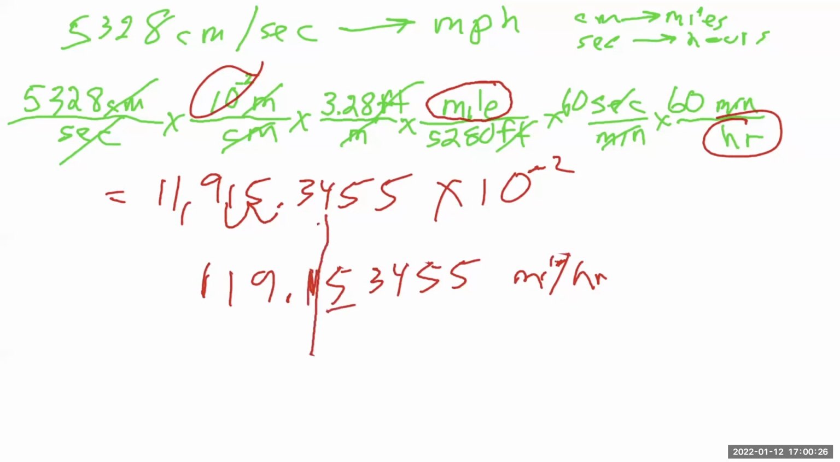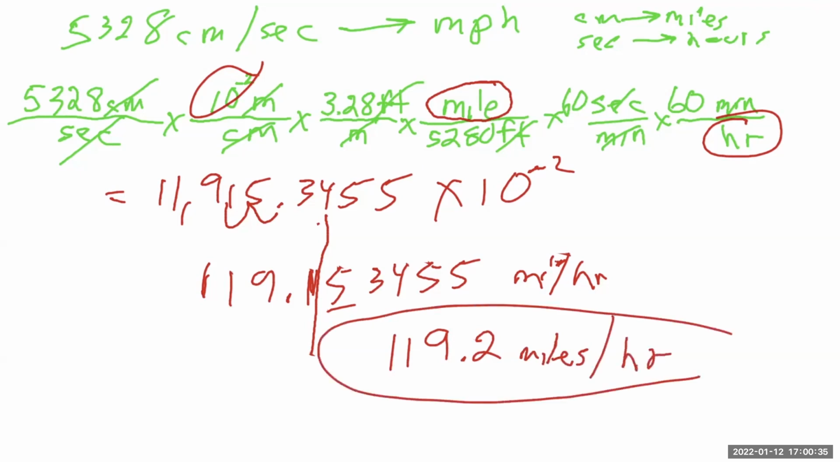This is 5 or greater, so this rounds up to 119.2 miles per hour. That's decent speed for a car. So he's probably not lying to you.